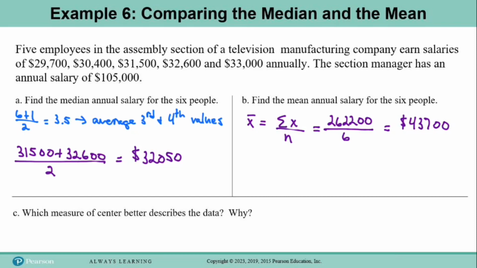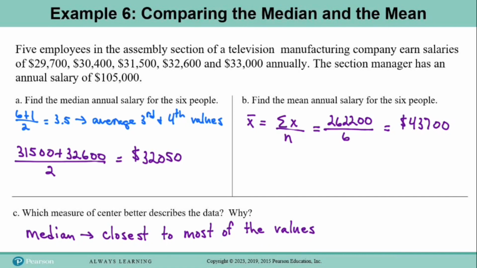workers. And so when we look at Part C, which measure of center better describes the data, I'm going to say that the median does because it's the closest to most of the values. And so when you're working with a data set and you're trying to decide which number best describes the center of the data set, if the numbers are very spread out, like right here we have one that's much greater than the rest of them, and this would be called an outlier because it's very far away from the rest of the numbers.